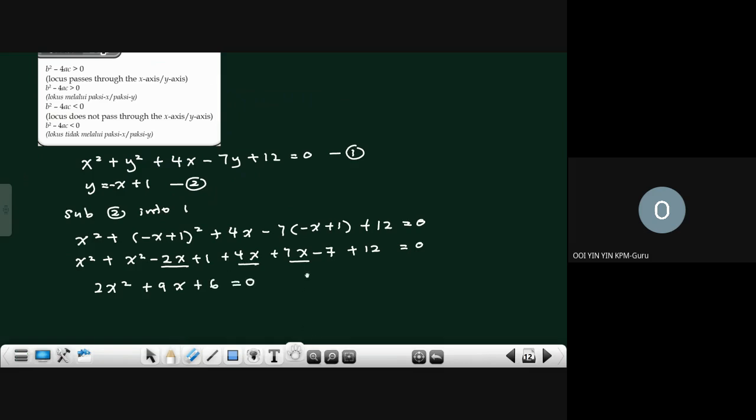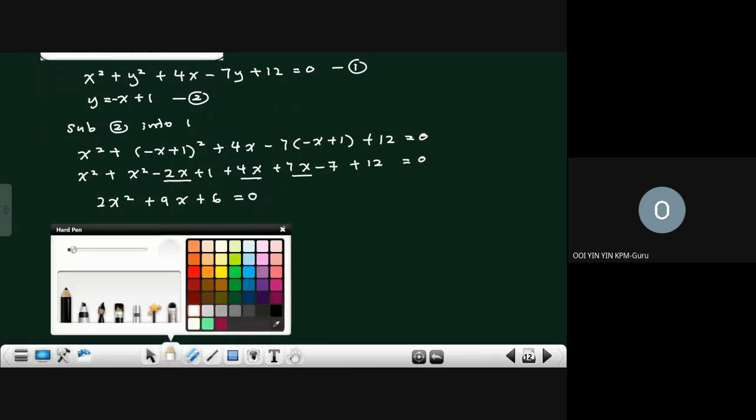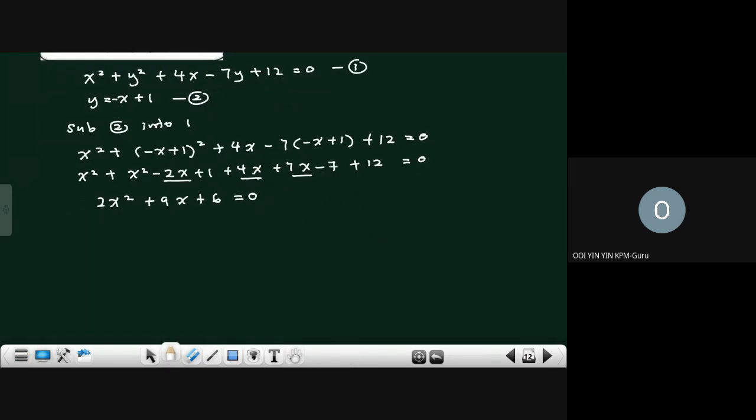Okay, so when you get to your quadratic equations, I told you that we want to know whether the point passes intersect with the line or not. We have to find the b square minus 4ac, right? You have to know whether the figure is greater than 0 or less than 0. Okay, so now determine your a here is 2, your b is 9, and your c here is 6.